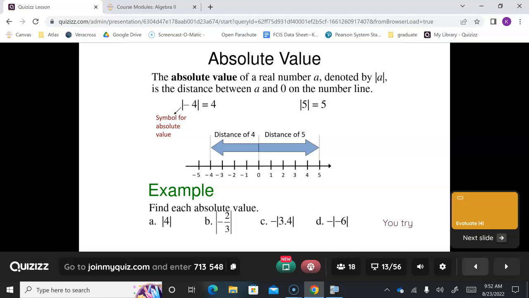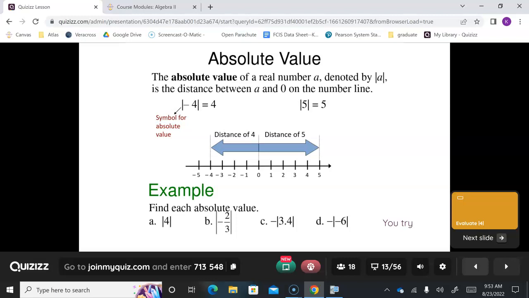Now we have another thing we'll see, opposites or inverses, and they are different from absolute value. They're similar, but they're different. So we need to make sure that we're clear on what it is that we're looking at. And we have the little bars that indicate absolute value. Whatever you have in here has to simplify to a positive value.